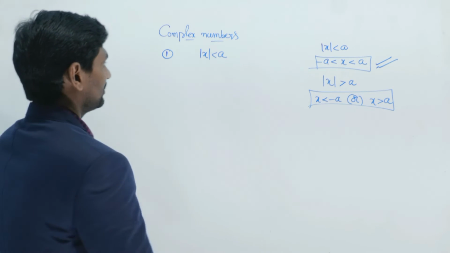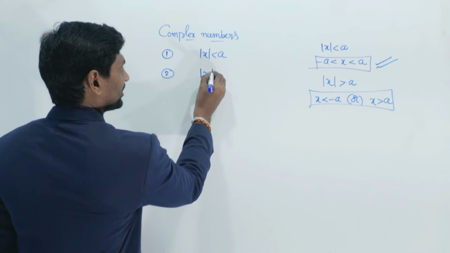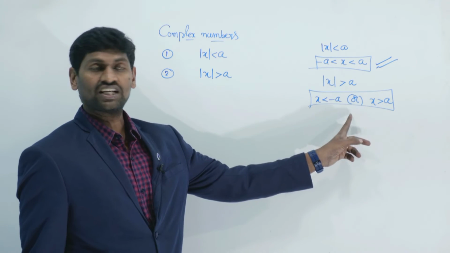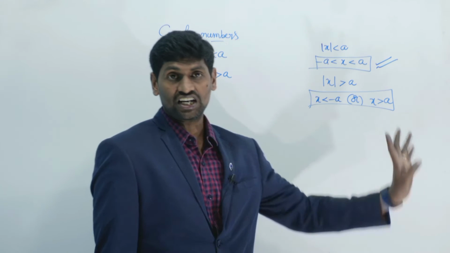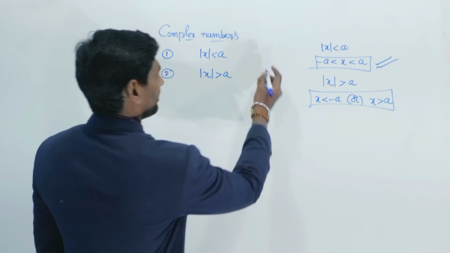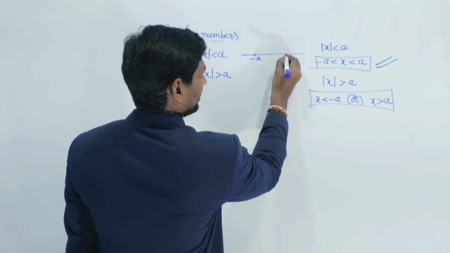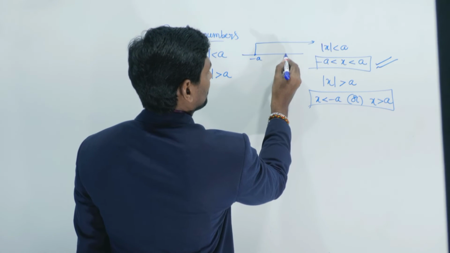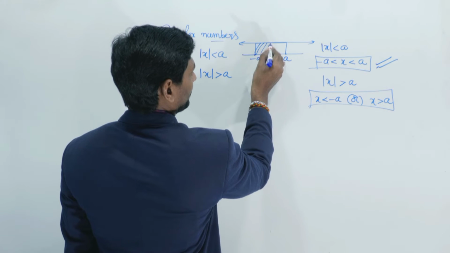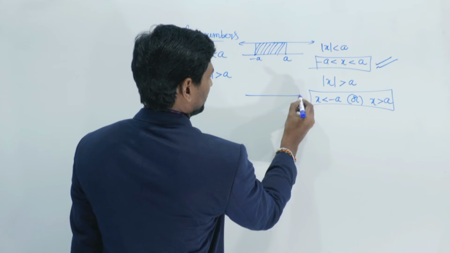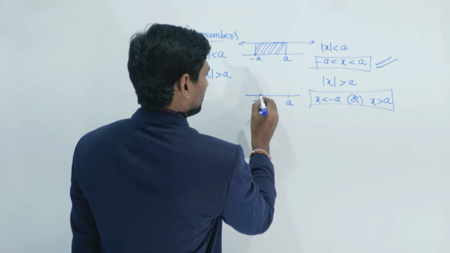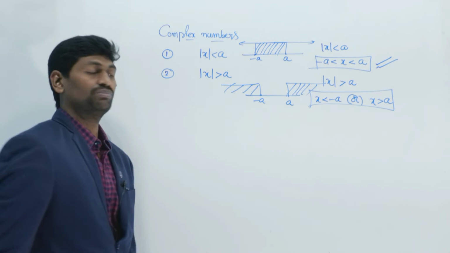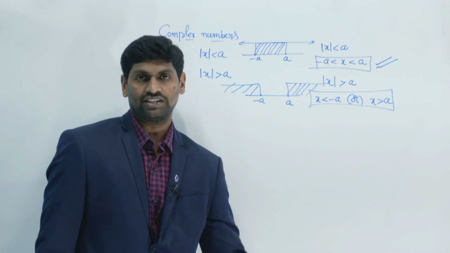Next, second question. The second question also gives the condition only: modulus of x greater than a. Greater than a means the answer is x less than minus a or x greater than a. We have already derived it like this, right? Minus a here, a here. So x is less than minus a or greater than a. This is the solution of x. That means it is never between minus a and plus a.